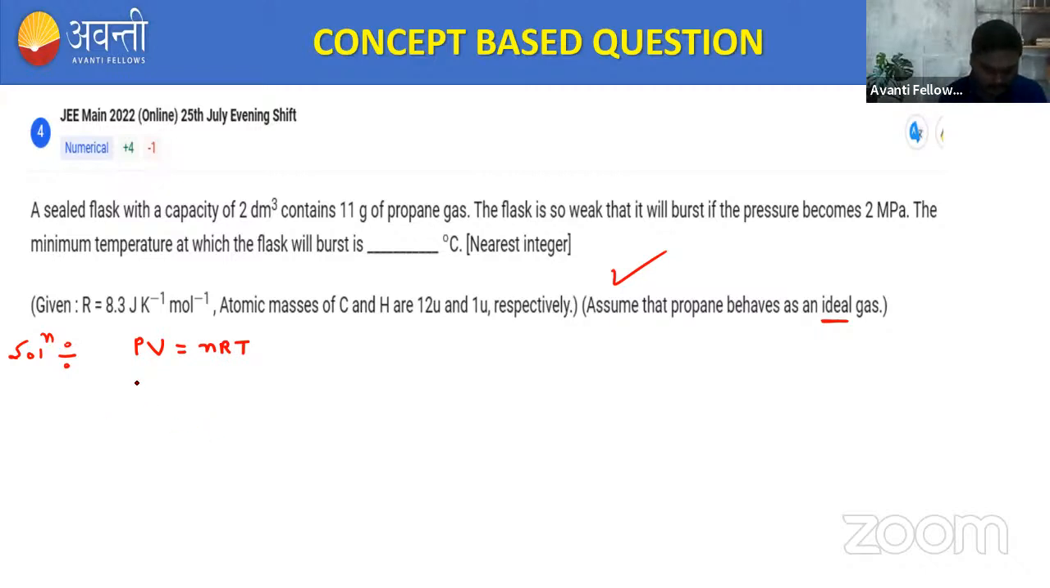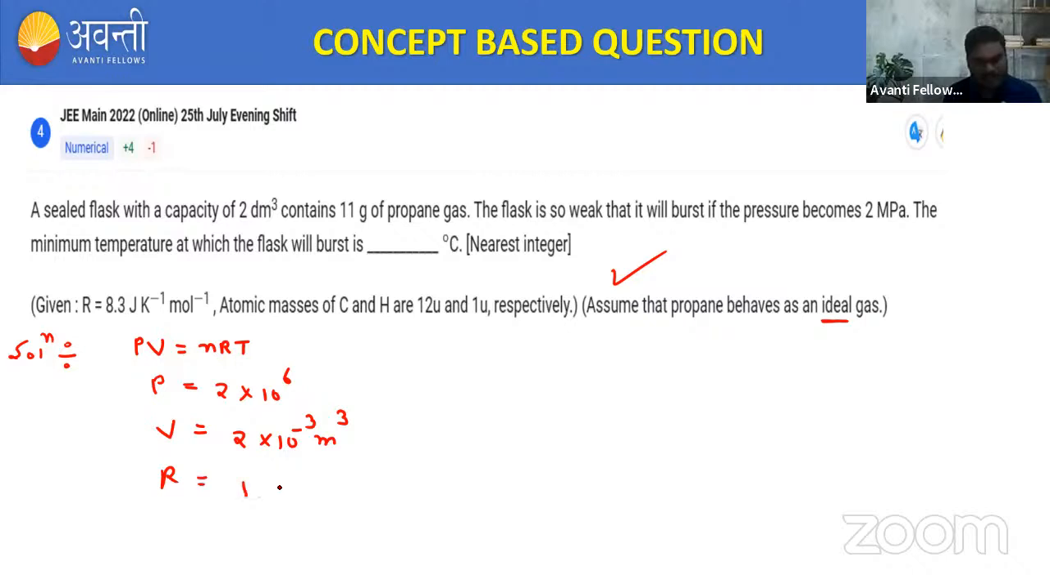Now, we know PV is equal to nRT. P is given: that is 2 into 10 to the power 6, 2 megapascal. Mega means 10 to the power 6. Volume is also given: that is 2 decimeter cube, that is 2 into 10 raised to the power minus 3 meter cube. So this is the volume we have.